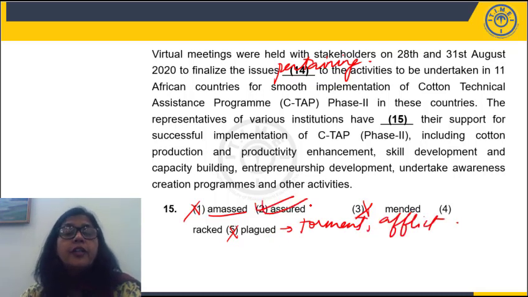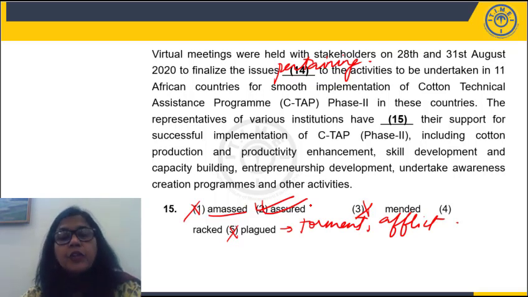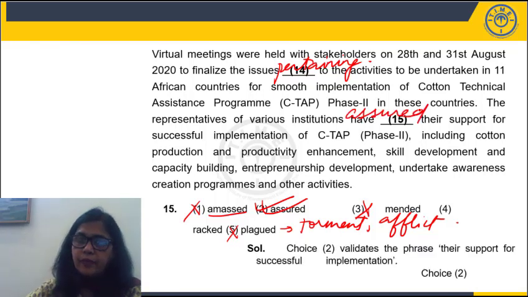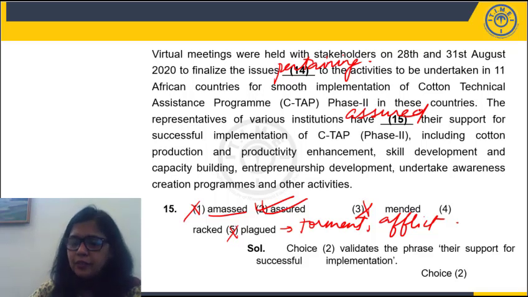So they've assured their support. They've said that yes, we are there with you. So assured their support. And that is our answer there, the second option. You see how to go about solving such questions? And always remember that the sentence that you're forming contextually fits in with the rest of the sentences. Overall, the meaning that comes through is logical.